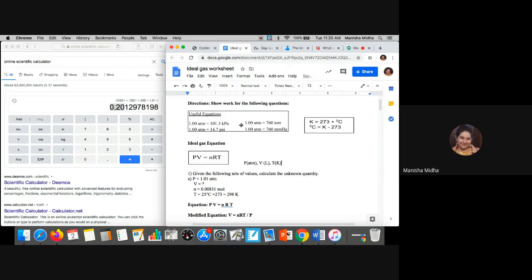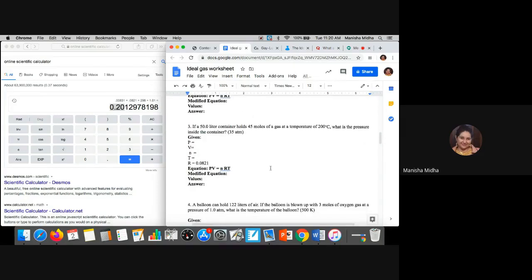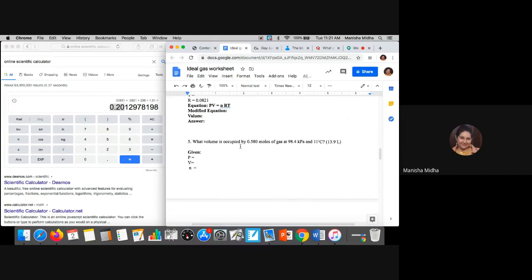And I have these two charts. You have done two assignments on it already. If you want, I can help you with the pressure problems where the pressure is not given in ATM. Like question number 5, I'm going to copy down these values.